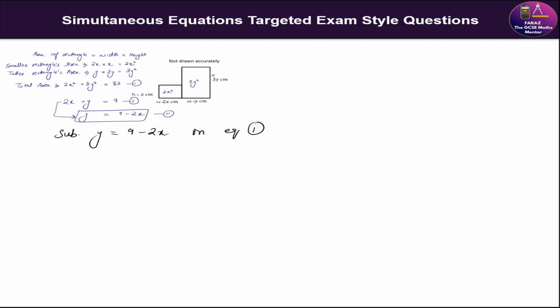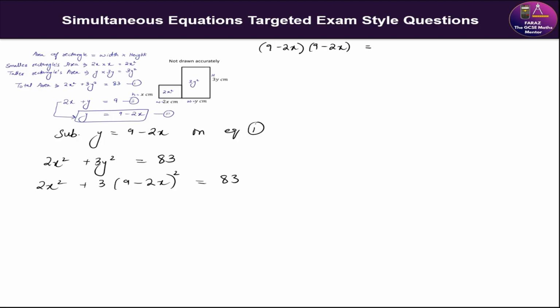So what's your equation number 1? It is 2x squared plus 3y squared equals 83, and we replace y by its value. So it is 3 bracket 9 minus 2x. Don't forget to put the square on the bracket, and equals 83. Now 9 minus 2x whole square, you have to solve it separately here. Let's do it here: 9 minus 2x, 9 minus 2x.